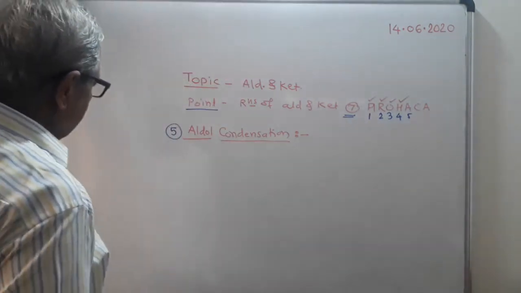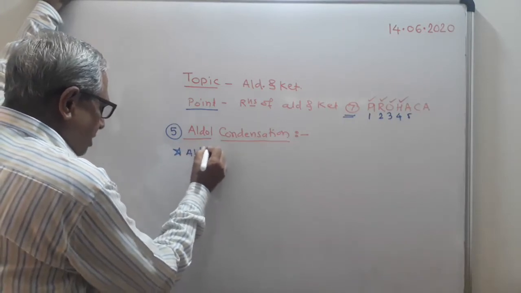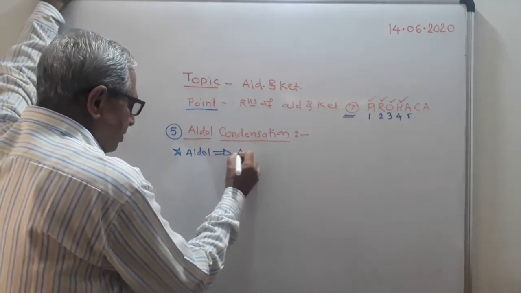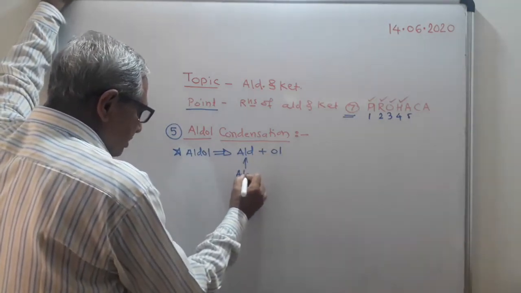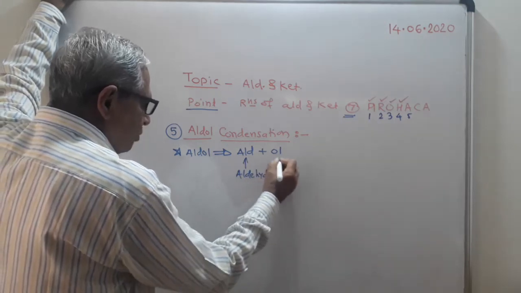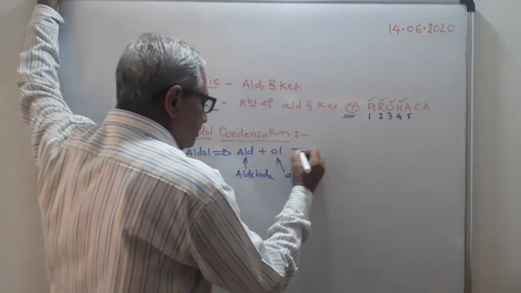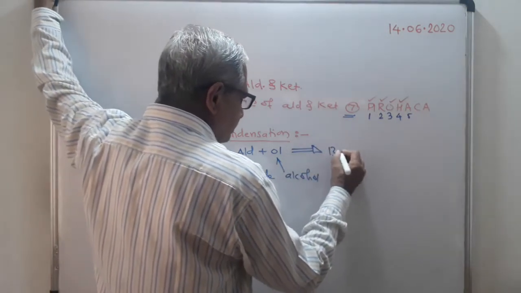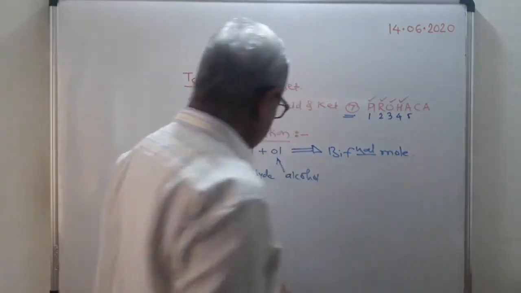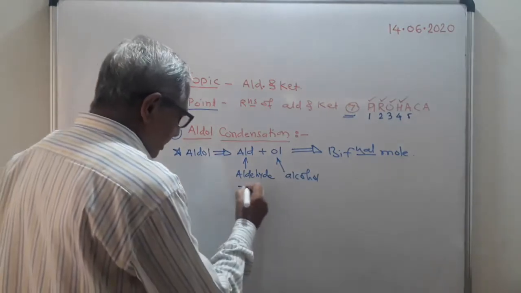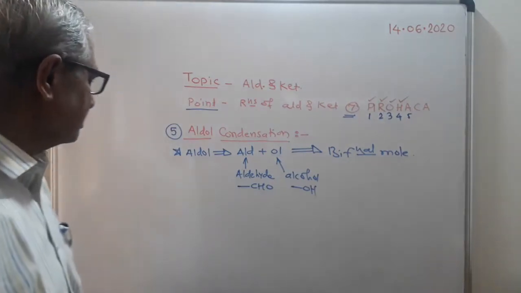See the meaning of the term. First question: aldol. Aldol is a combination of ALD and OL. ALD stands for aldehyde, OL stands for alcohol. Therefore, this indicates aldol is a bifunctional molecule. Two functional groups will be present there. One is aldehyde CHO and second is the OH group.